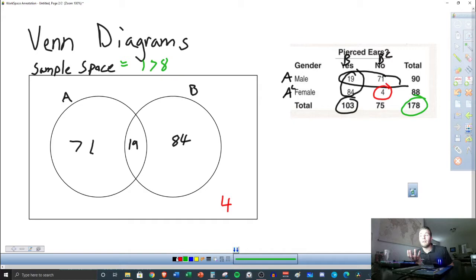Now, oftentimes in the past couple of years, students prefer the two-way tables. Honestly, I do too. I think they're great. They're a lot easier for visualizing, I suppose, than these Venn diagrams. Venn diagrams can be a little bit more confusing, okay?